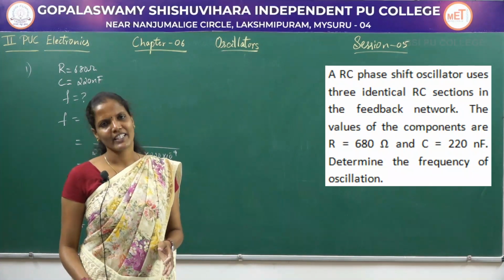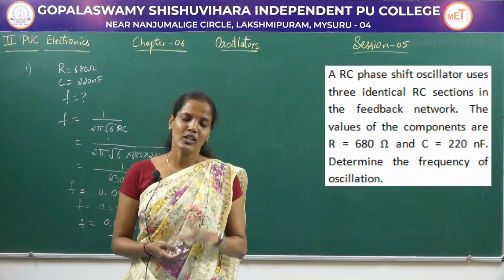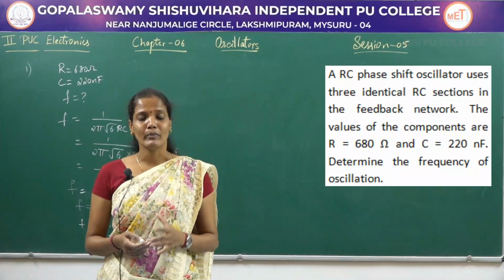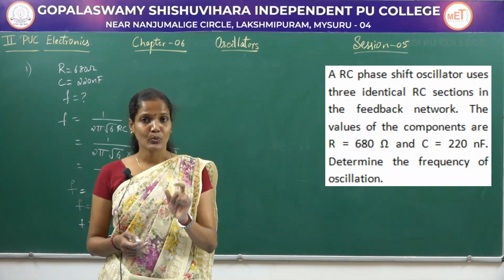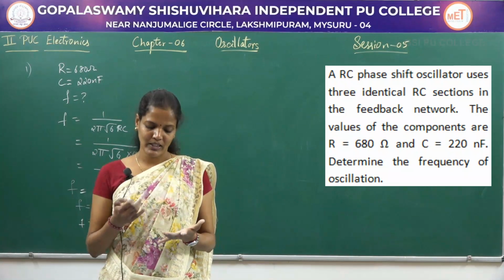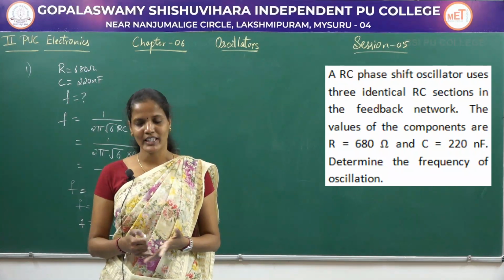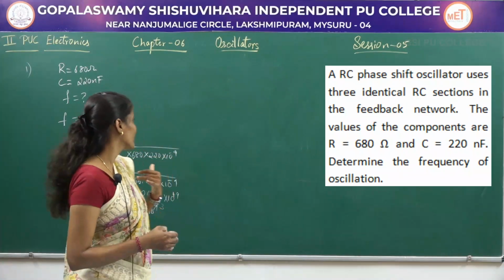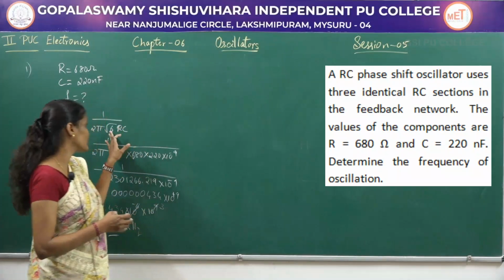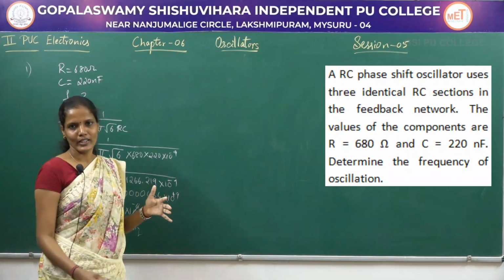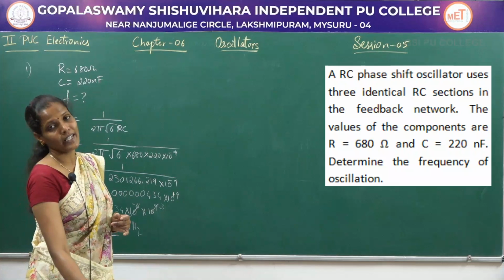So problems are very simple in these RC oscillators also. Try to understand the problem, read the problem carefully and analyze which parameter is given, whether R is given, C is given or frequency. Accordingly use this formula f is equal to 1 divided by 2 pi root 6 RC and solve the problem. Now we will move on to the next problem.